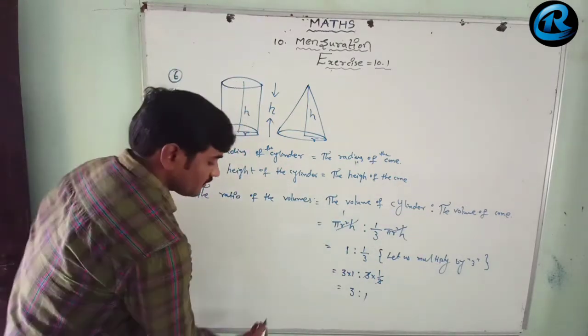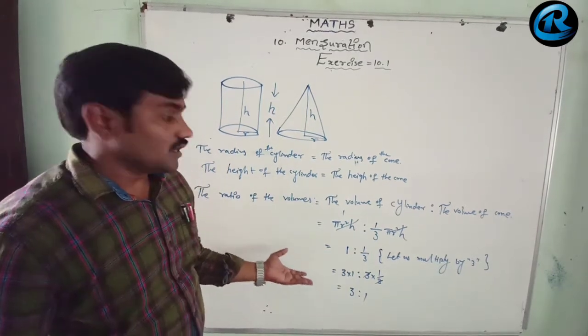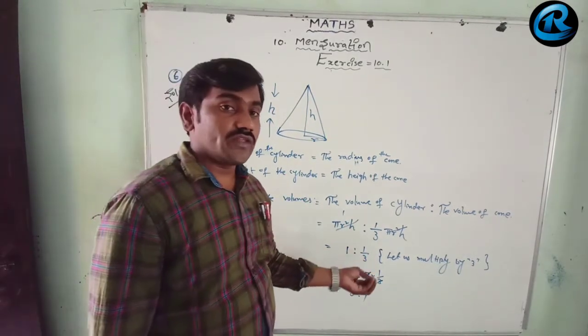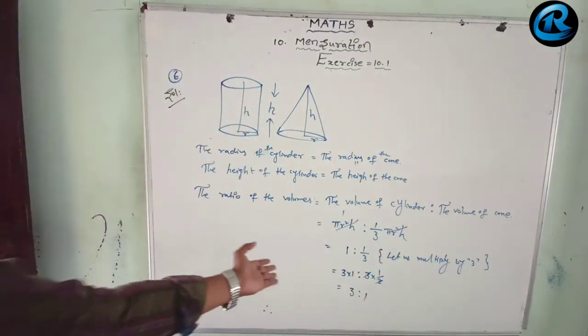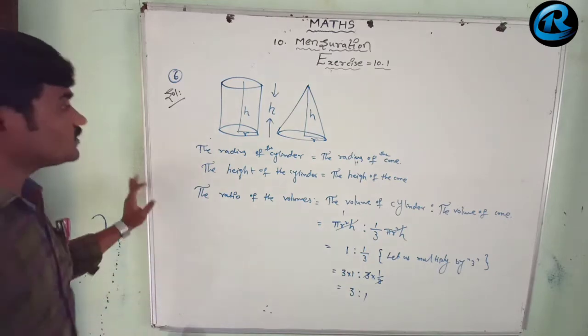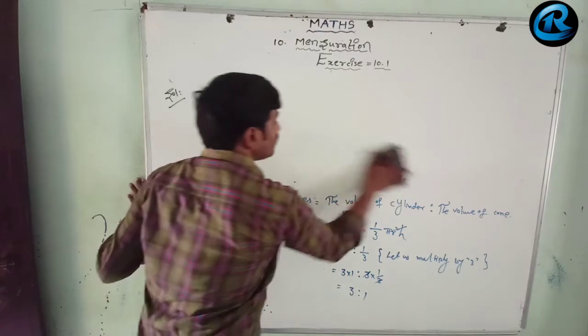Hence proved. What was asked? He asked to show that the volume of the cylinder to the volume of the cone is in the ratio 3 is to 1. Prove this one. So that's it.